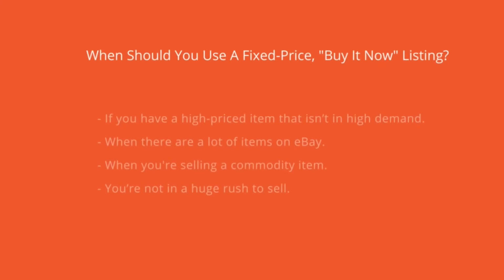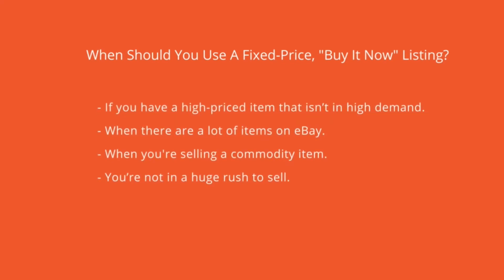Then when do you use a fixed price or buy it now listing? If you have a high-priced item that is not in high demand, putting it up at a fixed price is the better option. When there are a lot of items on eBay in general. When you're selling a commodity item on eBay, that means buyers are competing based on feedback rating, free shipping, or some other factors, not competing so much on price. You can choose to buy it now when you're not in a huge rush to sell.